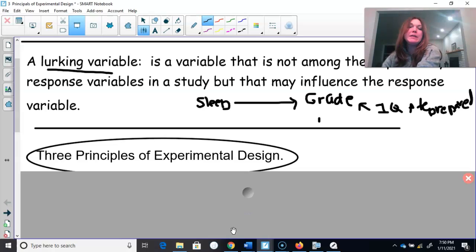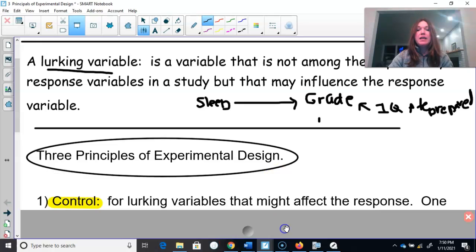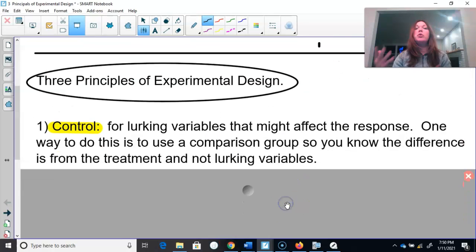There are three principles of experimental design that are important if we want to draw causation, or if we want to establish causation, meaning one thing causes another, okay? So the first thing is control. Control for lurking variables that might affect the response.